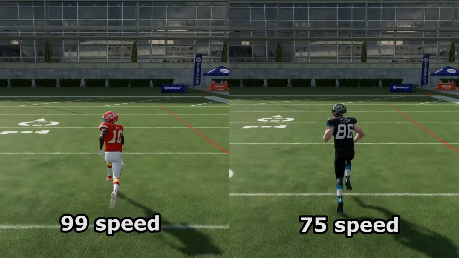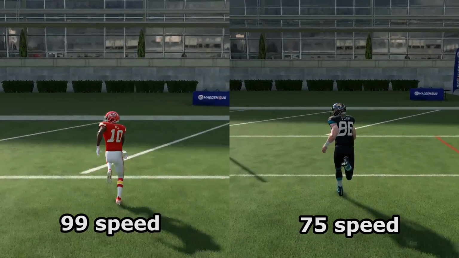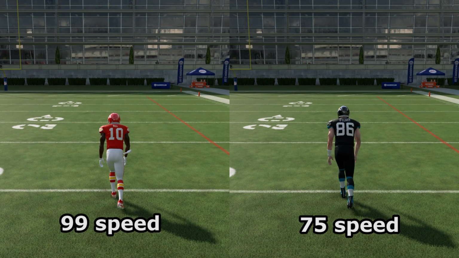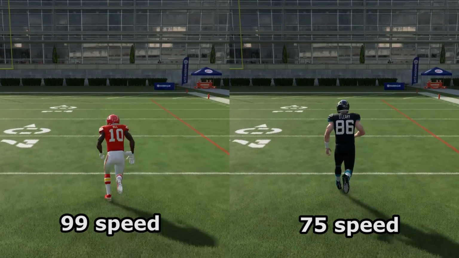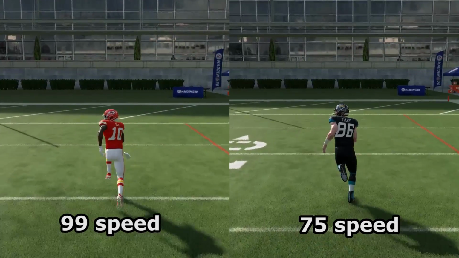While I was certainly disappointed to find out that acceleration ratings are completely useless, I was pretty happy that we were able to quantify just how much of a difference Madden speed ratings actually make. This is my second video of the Madden Mythbusters series, and I've really enjoyed making these videos so far.